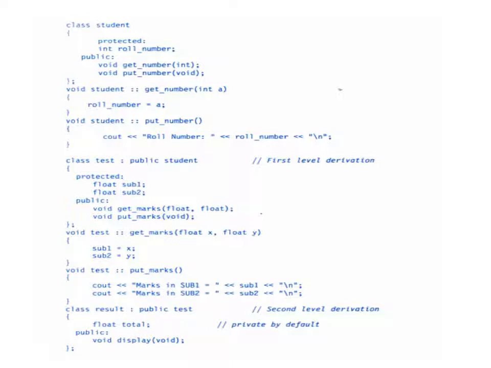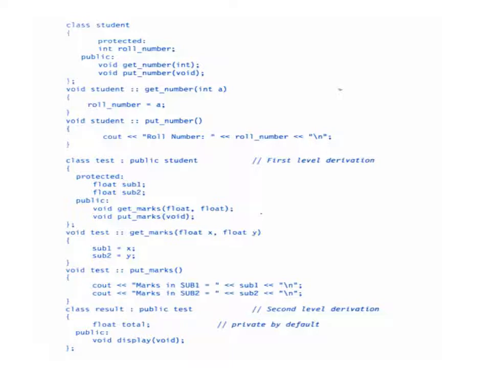I have defined void student, where student is the class name. This get number function is going to belong to the student. In between, we'll be mentioning the scope resolution operator, that is two colons, and then get number is the function to be defined here. Here I am assigning the value of A to roll number. Whatever data we have got, I'm going to print it using the function called put number. Consider this to be the first base class.